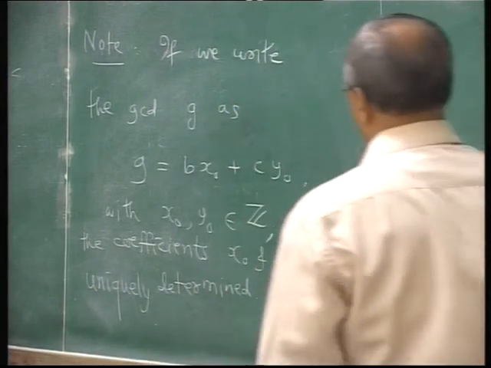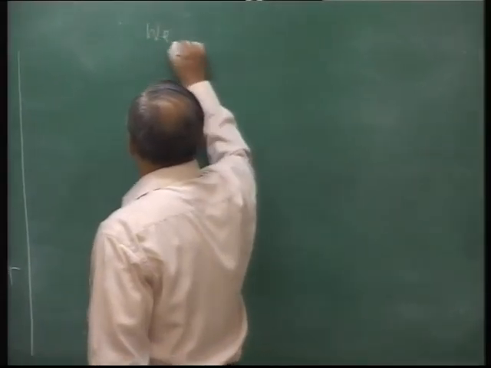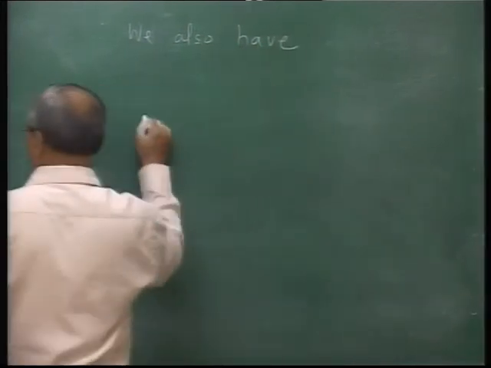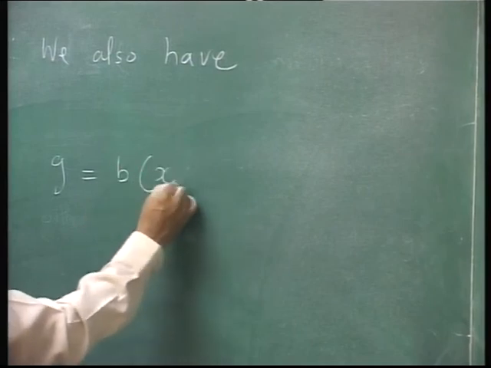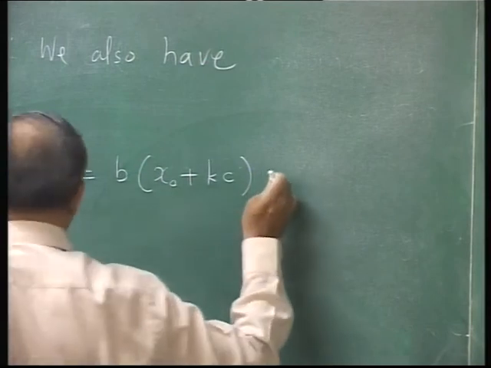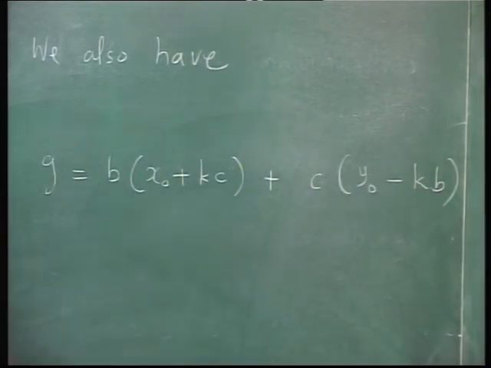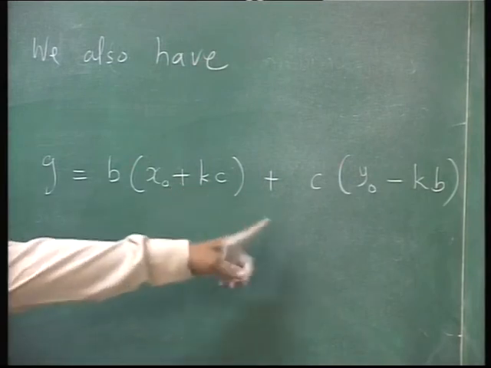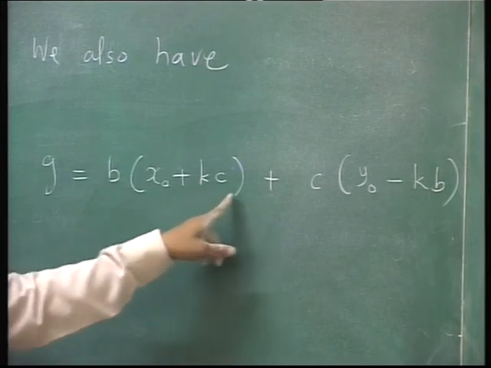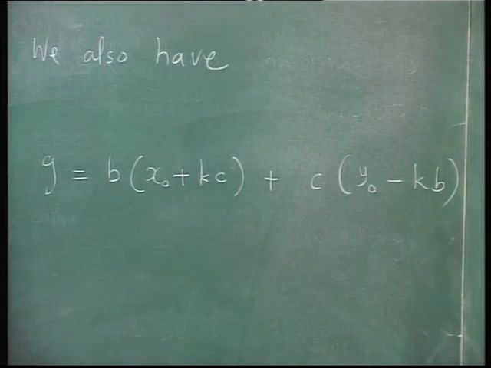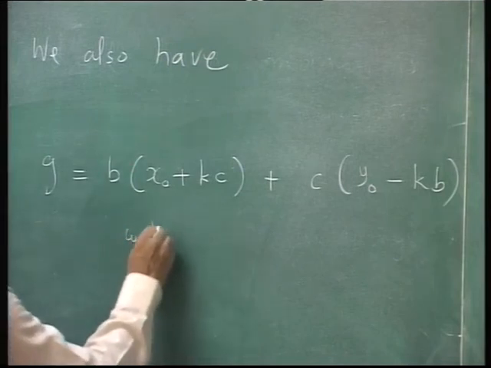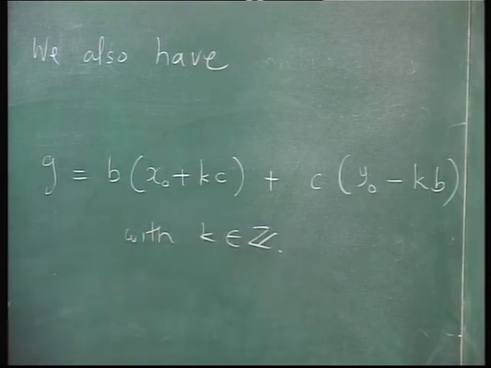Because we can also have G equal to B into x naught plus, let us say, K times C, plus C into y naught minus K times B. Suppose I write like this, B x naught plus C y naught, that is same, B K C and minus B K C, that gets cancelled, and you change the value of K in Z. We have plenty of ways of writing the GCD as an integer linear combination of the given numbers. This is a point to be noted.